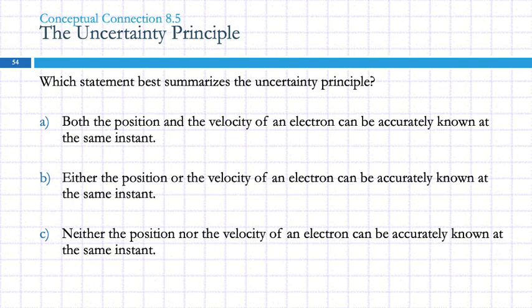What the uncertainty principle says is the more you know about one, the less you know about the other. It's not saying that you can't know the velocity at all. It's saying if you know the velocity, then you can't know where it is. So the correct answer is B. You can know one or the other, but not both at the same time. Any questions about that?